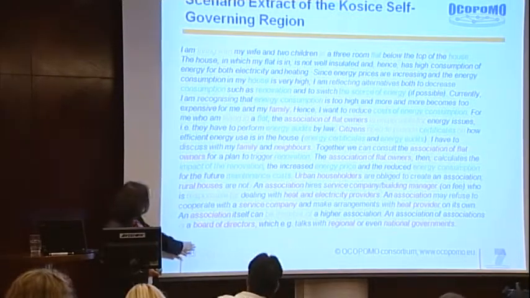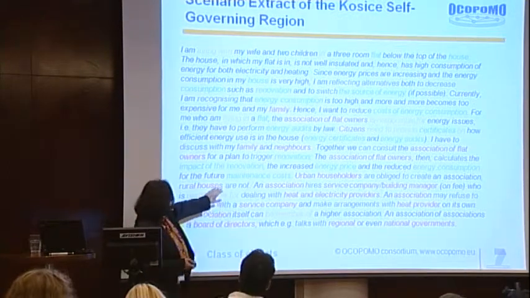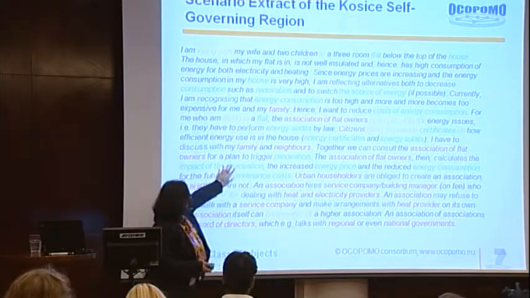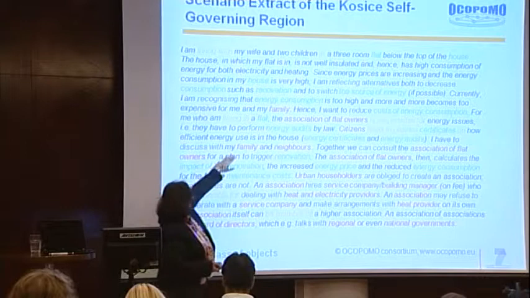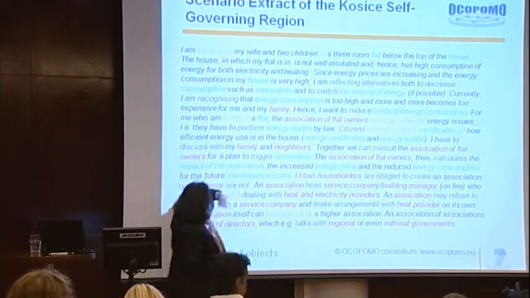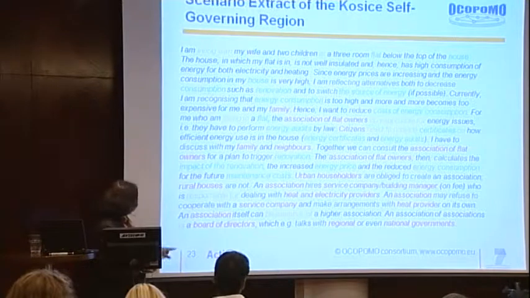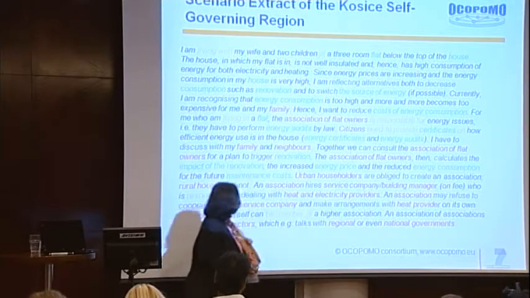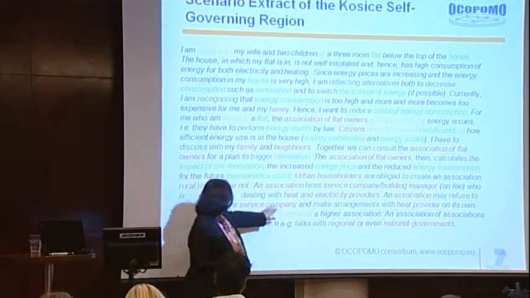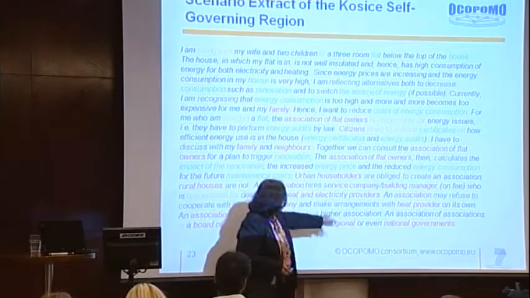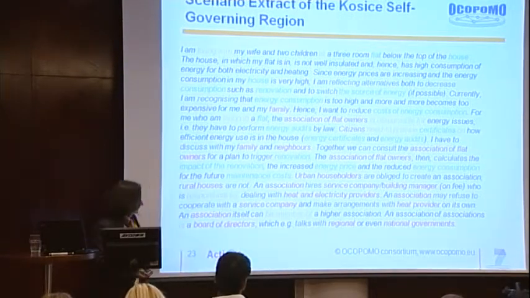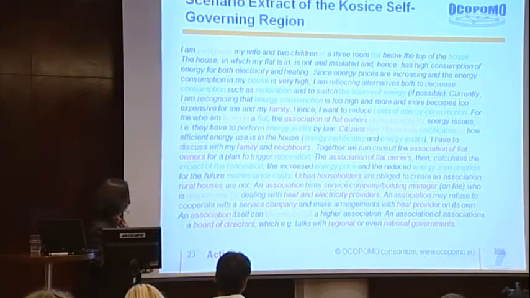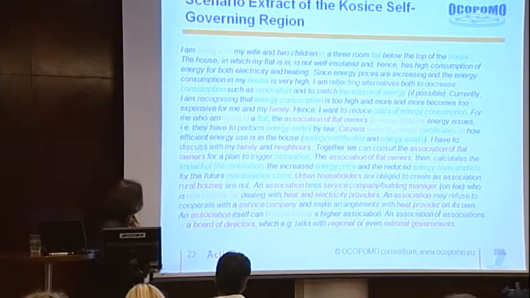So we have stakeholders, and we have classes of objects, like in this case renovation, energy price, energy consumption, energy audits, the flat, the houses, and things like that. Then we have the actions, like cooperating with, so an association may refuse to cooperate with a service company, and may make arrangements with heat providers on its own. So there are certain actions set, and this is all just written in one scenario, which informs later on the policy models.